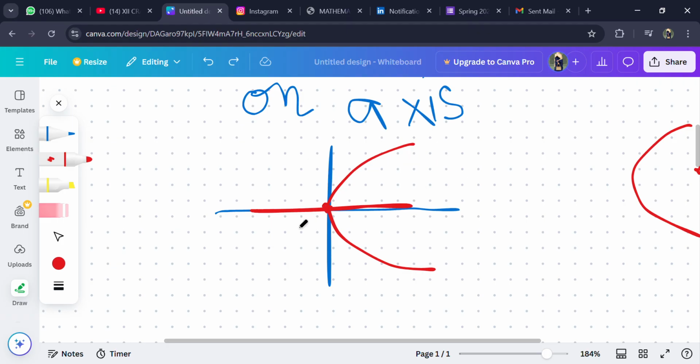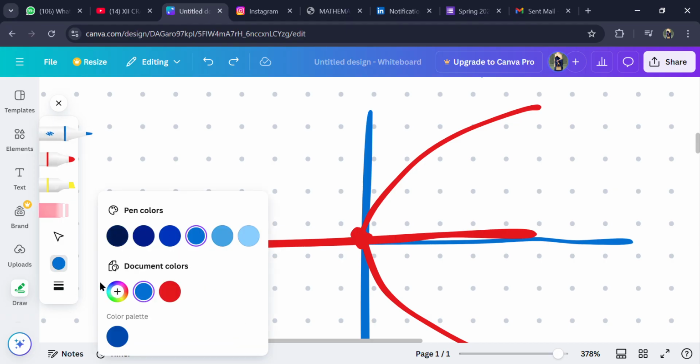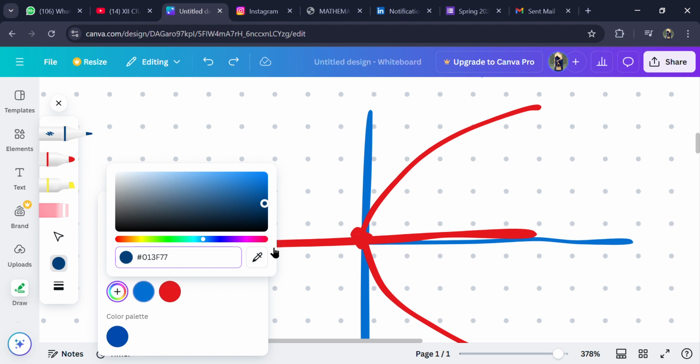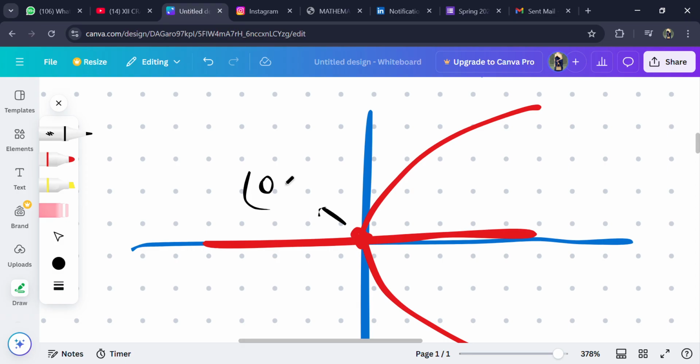Okay, so in the condition where the parabola is on the axis, the axis of symmetry is also on the axis. Here in this condition, the parabola's vertex is actually creating an equation. Let me just change the color of my pen so it will be more visible to you all. Yeah, so the vertex is actually (0, 0).